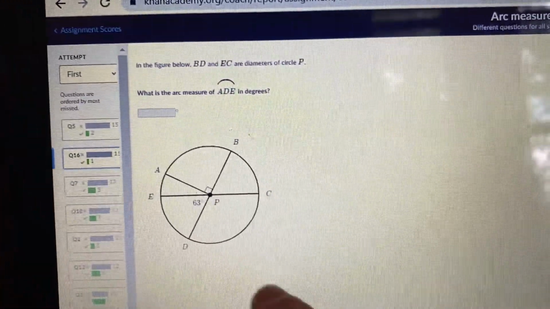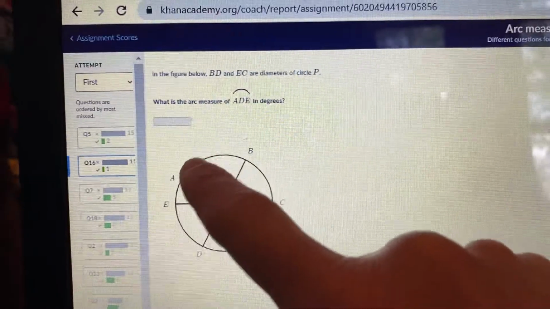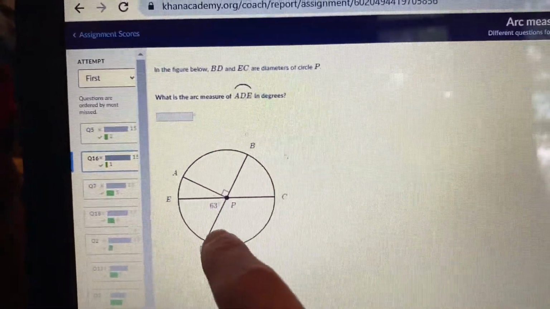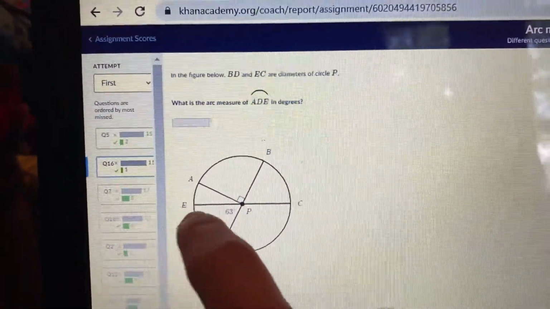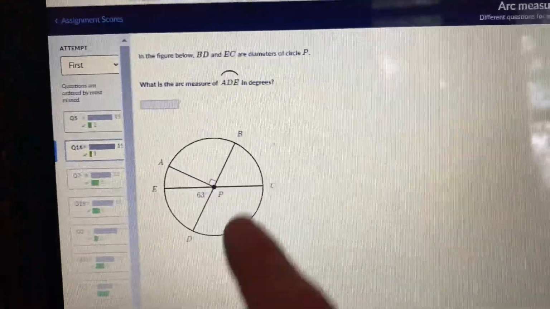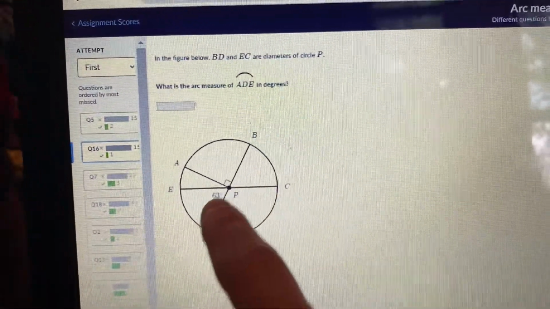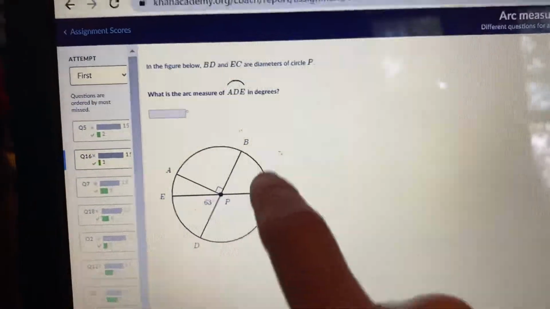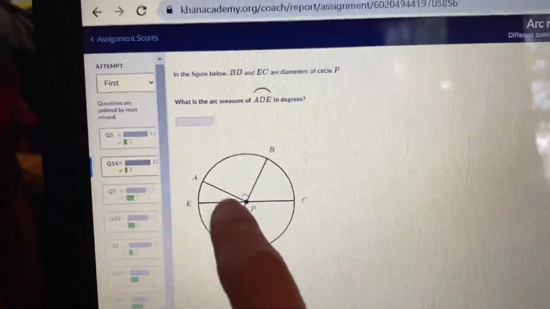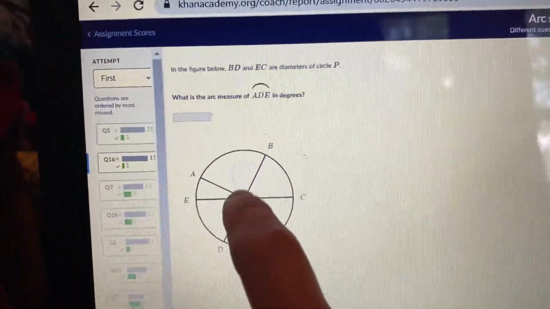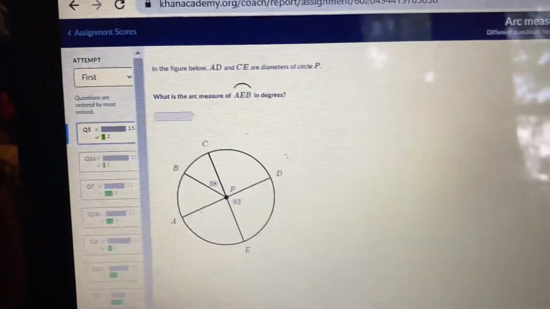Same thing here. When it says ADE, you want this entire arc. So you want 360 degrees minus this little piece. Keep in mind a straight line, a semicircle is still 180. That arc would also be 180. Vertical angles still occur, right angles still denote it.